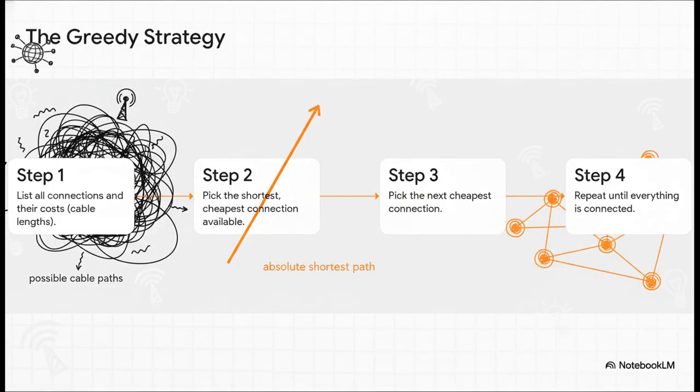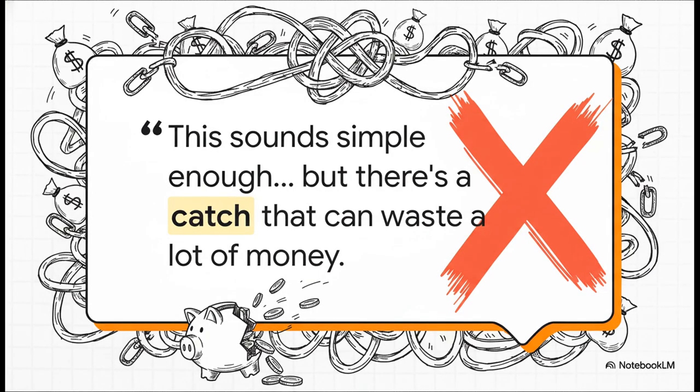Okay, so let's apply this greedy strategy to our campus network. It would go something like this. First, you list out every single possible connection and how much each one costs. Step 2, you just find the absolute cheapest, shortest connection on that entire list and say, yep, let's build that one. Then you find the next cheapest one and build that. You just keep going, picking the cheapest available connection one after another. Sounds pretty easy, right? Yeah, it sounds simple, maybe a little too simple. Because if we just follow this strategy blindly, we are going to run into a huge problem, a really expensive catch that could totally wreck our plan to save money.